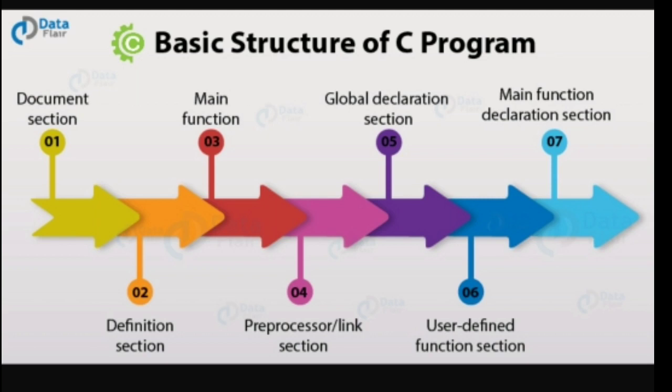Then the link section. The link section includes header files. In this link section we include stdio.h, the standard input output header file from the C library. Then the definition section contains constants. For example, #define PI 3.141. In the above code we have created a constant PI assigned the value 3.141.